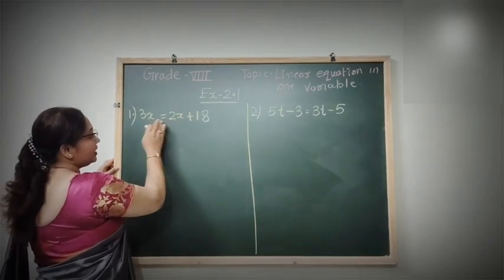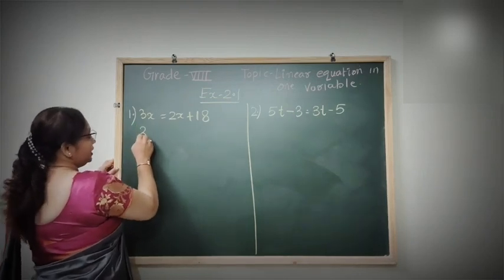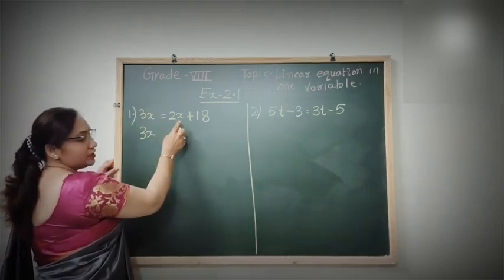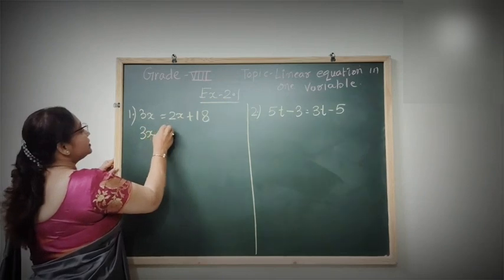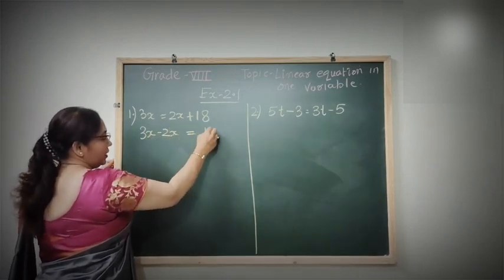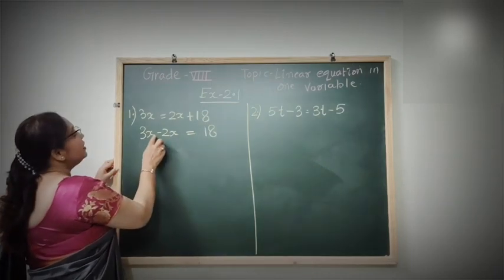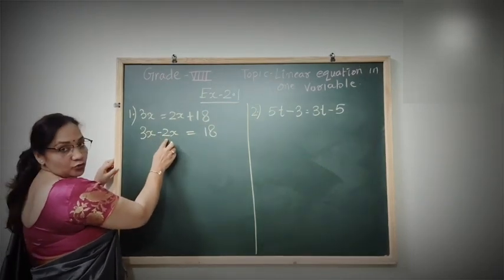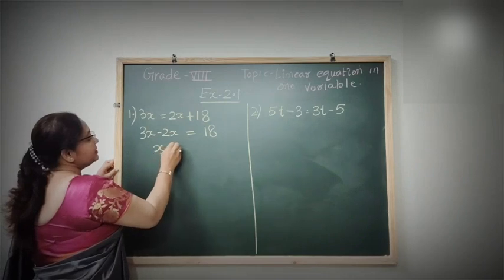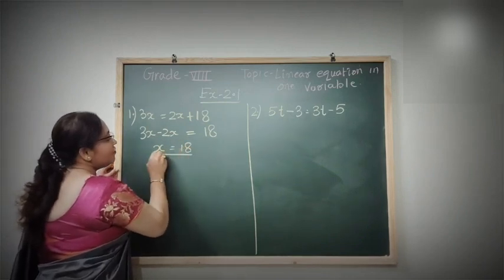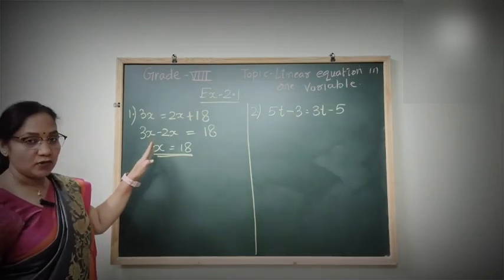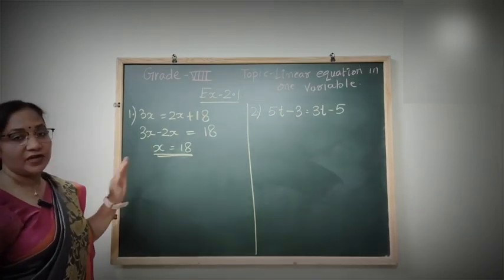So let us move 2x along with 3x. So when you change sides, 8 plus 2x will get converted into minus 2x is equal to 18. So here if you see 3x minus 2x, that means 3 minus 2 is 1, 1x is x is equal to 18. So our value of x is 18. Very simple equation. Now what we will do? We will verify. How will we verify?